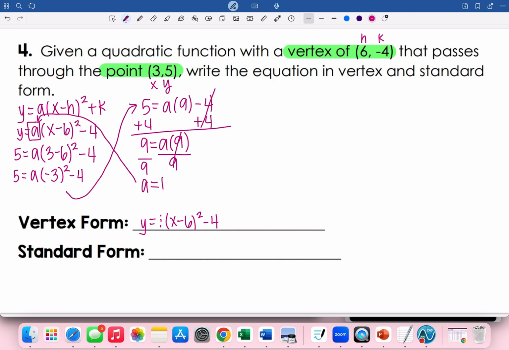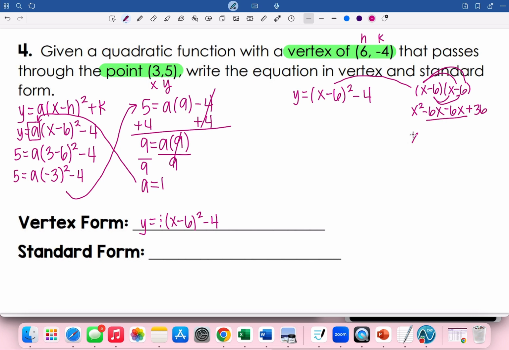So now I want to go from vertex form to standard form. So I'm going to go ahead and rewrite my problem up top. Going from vertex form to standard form, remember the first step is to FOIL. So (x minus 6) times (x minus 6). So x times x is x squared. X times -6 is -6x. -6 times x is -6x. And -6 times -6 is a positive 36.